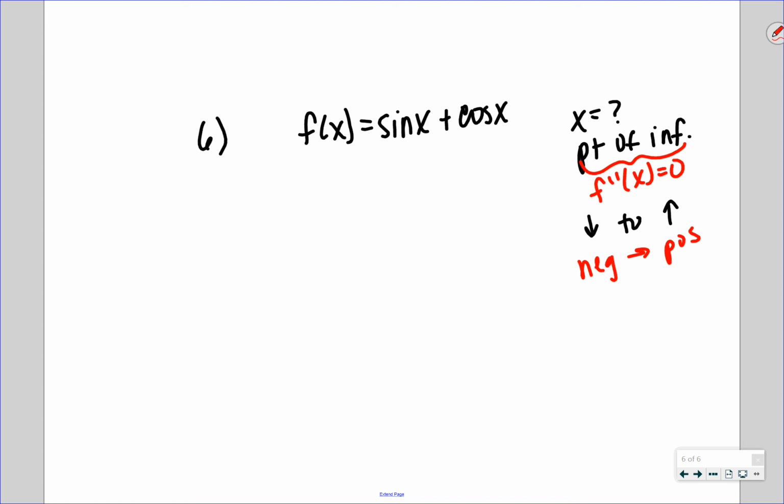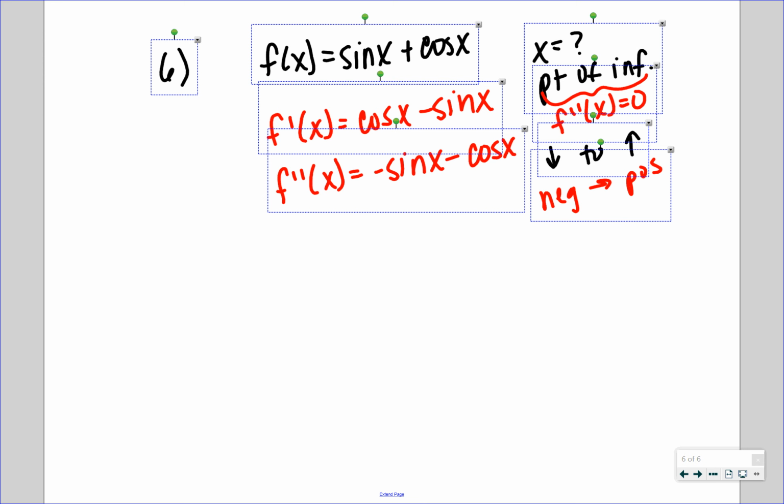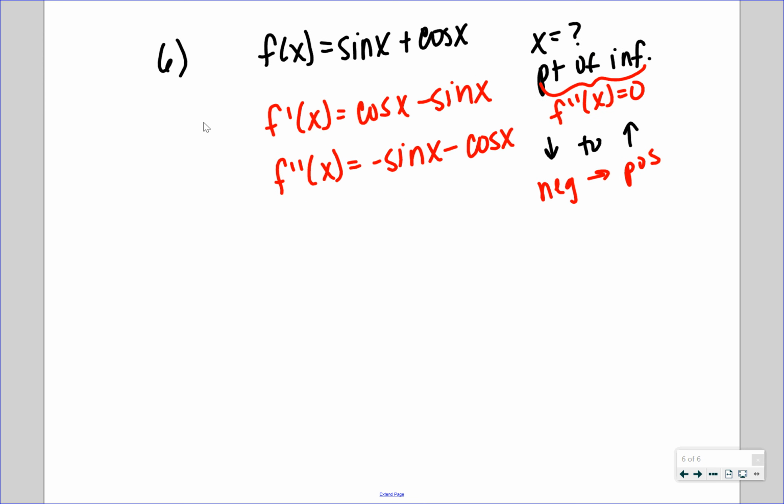So first derivative, derivative of sine is cosine. Derivative of cosine is negative sine. Do it again. Second derivative, derivative of cosine is negative sine. Derivative of sine is cosine. So I have negative sine x minus cosine x. This I'm going to set equal to 0 and use my unit circle to solve.